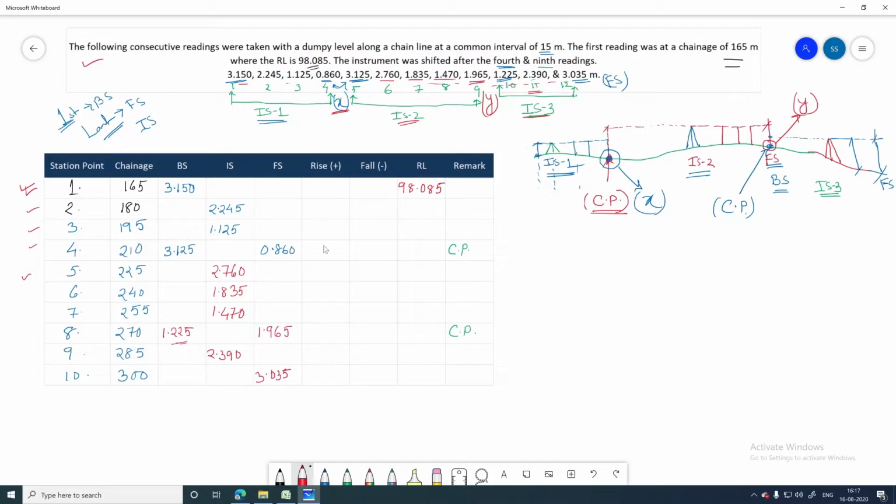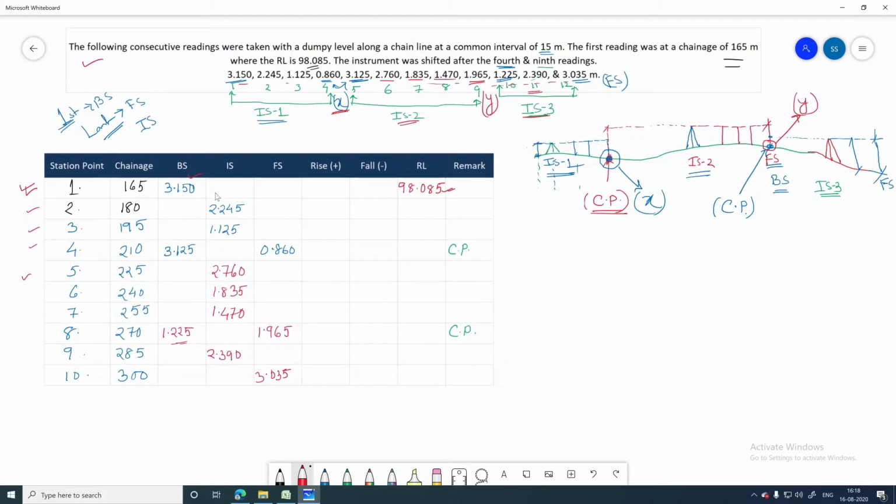Very simple. Look here, what you need to do is, in this particular system, that is rise and fall system, we need to determine the consecutive difference between two consecutive readings. Okay, so here we have various readings, 3.150, 2.245, and we have also put those values in this particular table. Okay, so we just need to determine the difference between two consecutive readings. So here you can see in this table, so this is the first reading, backside reading 3.150, and this is the second reading 2.245. So the RL value of the station point 1 is already known.